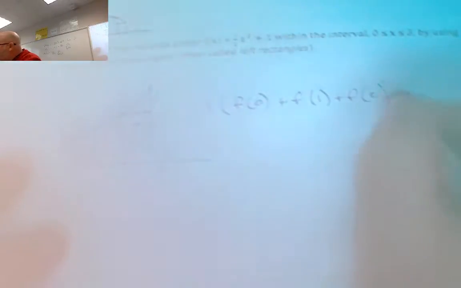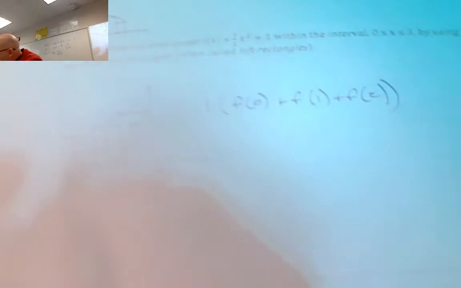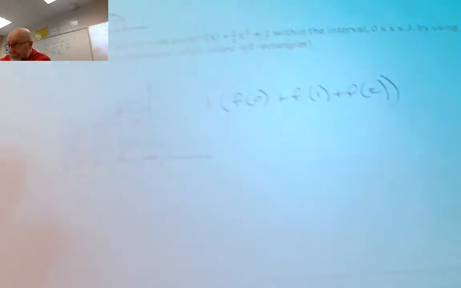Are we following this? Are you guys okay with that? Because this distance here is 1, this distance here is 1, this distance here is 1. And this length times this length is area. This length times this length is area. This length times this length is area. And that length, in this case, is 1.